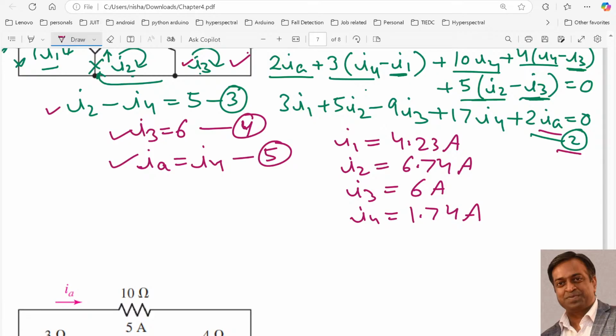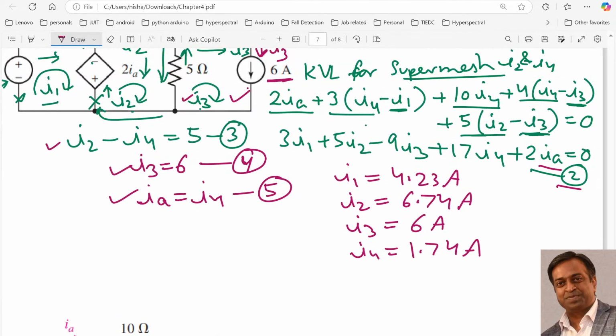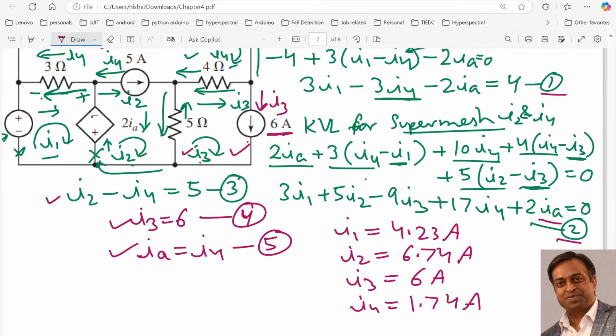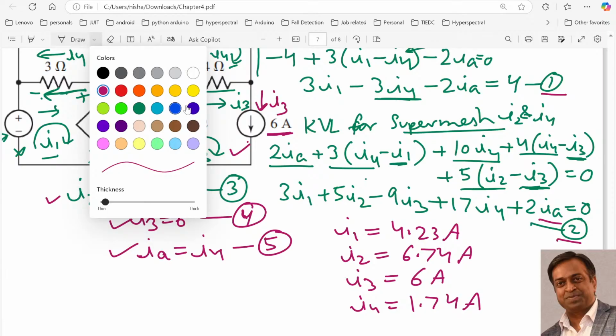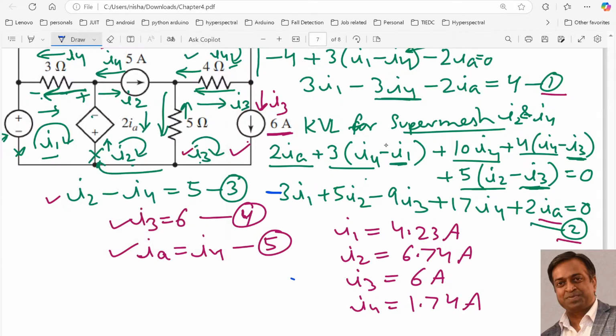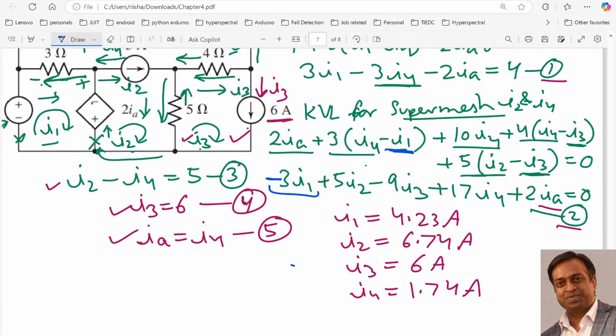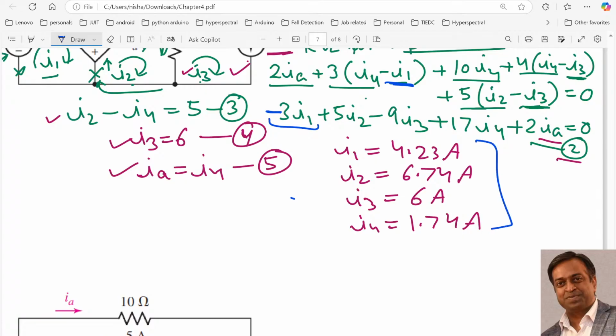Okay, so let me recheck if I did everything correctly. Just a minute. Okay, over here I made a little mistake. It is minus 3 I1 because over here it is minus I1. So it should be minus 3 I1, right? And all the remaining things are correct, right? So after solving this, we will get I1, I2, I3, I4 as this.